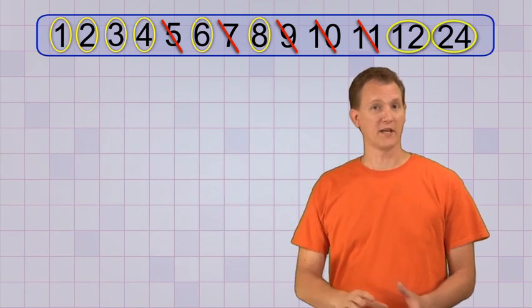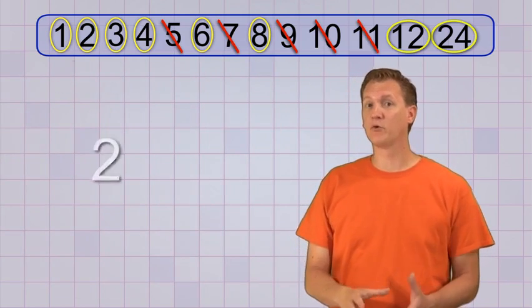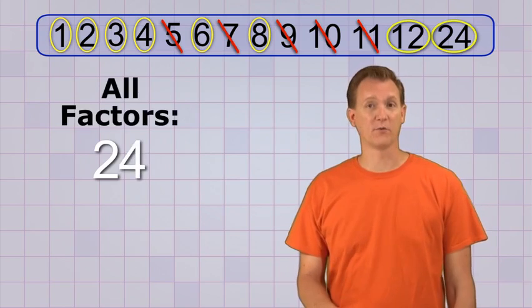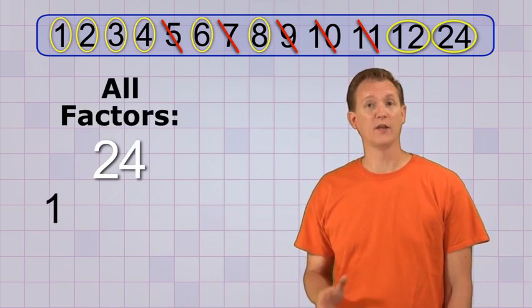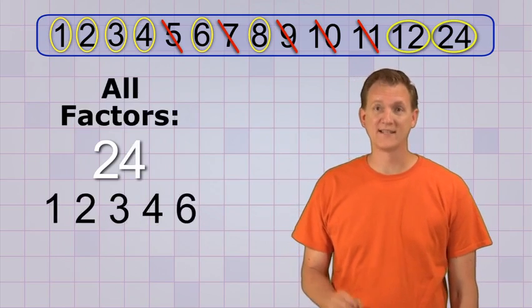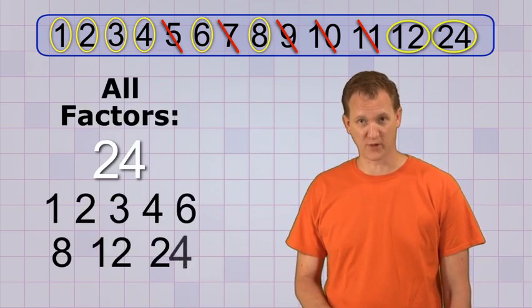All right, since we've tested all the numbers that are less than half of 24, we found all of its possible factors. And they are 1, 2, 3, 4, 6, 8, 12, and 24. Now I know that might seem like a lot of work, but fortunately you probably won't have to do many of those problems. The important thing is just to know what factoring is and how you can use testing for divisibility to help you find factors.